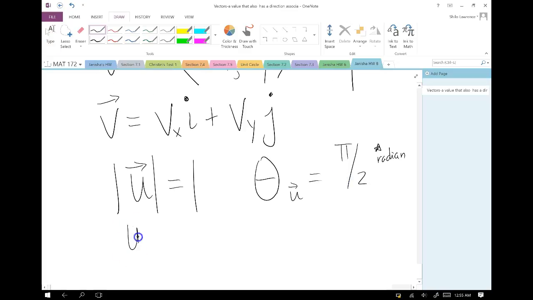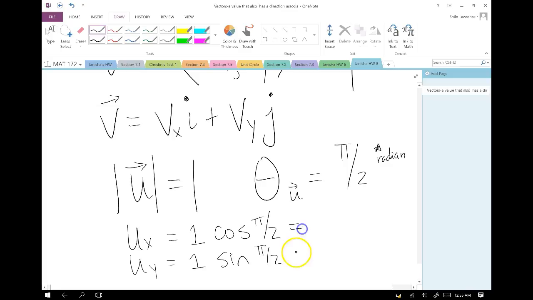So if we know the magnitude and the direction, we can find components. We can find u sub x and u sub y. We've got formulas for that. We've done that 6 times already in the last 3 problems. These formulas are magnitude times either cosine or sine of the angle. U sub x is magnitude times cosine of your angle. U sub y is magnitude times sine of your angle.